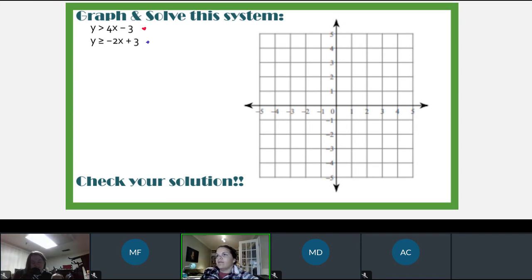All right, let's go ahead and graph the first one, the red one. So we have y is greater than 4x minus 3. The first point I'm going to graph is going to be the y-intercept at negative 3.